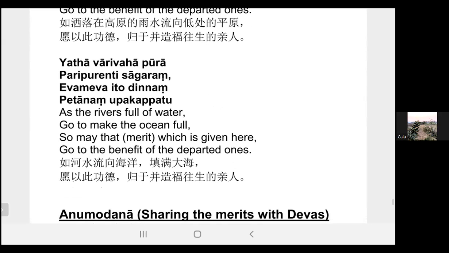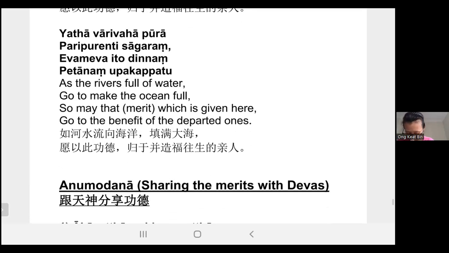Okay. Yada wahapura paripuranti agaram ewa odinam betanam kapatu. As the rivers full of water go to make the ocean full, so may that which is given here go to the benefit of the departed ones.